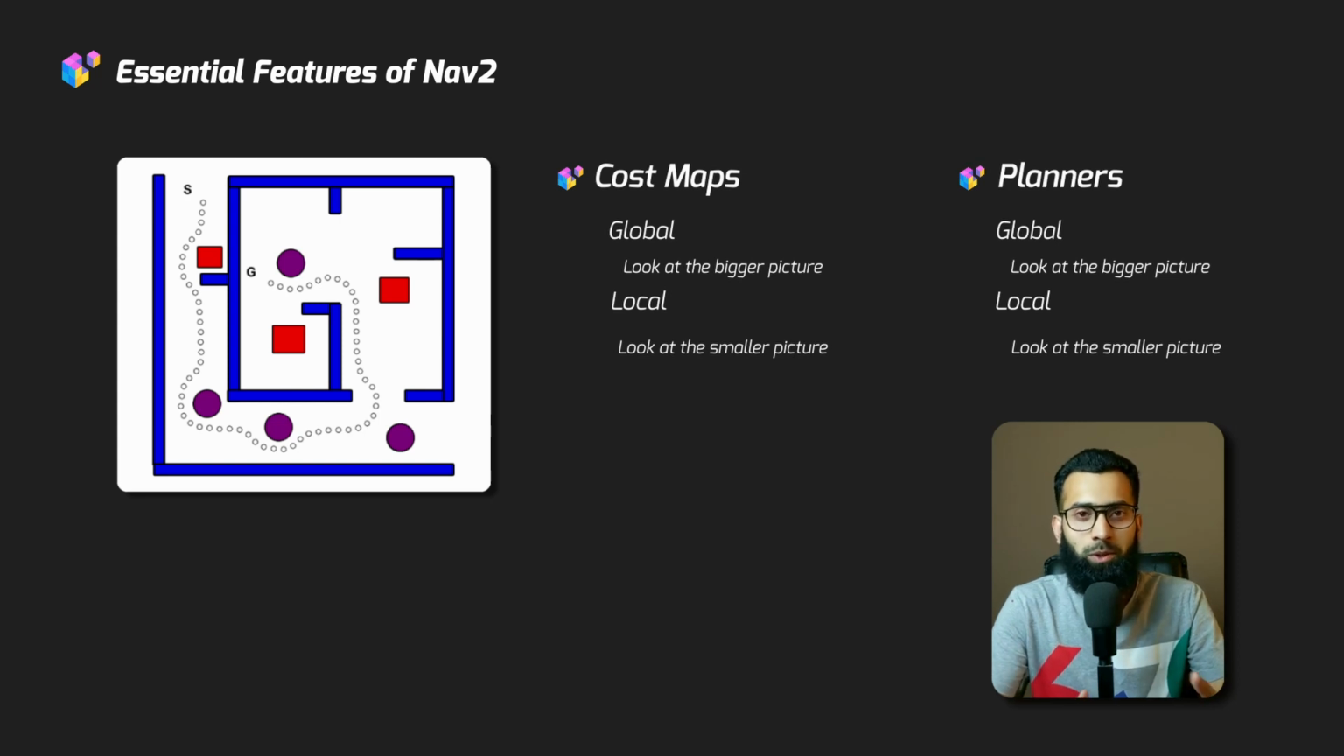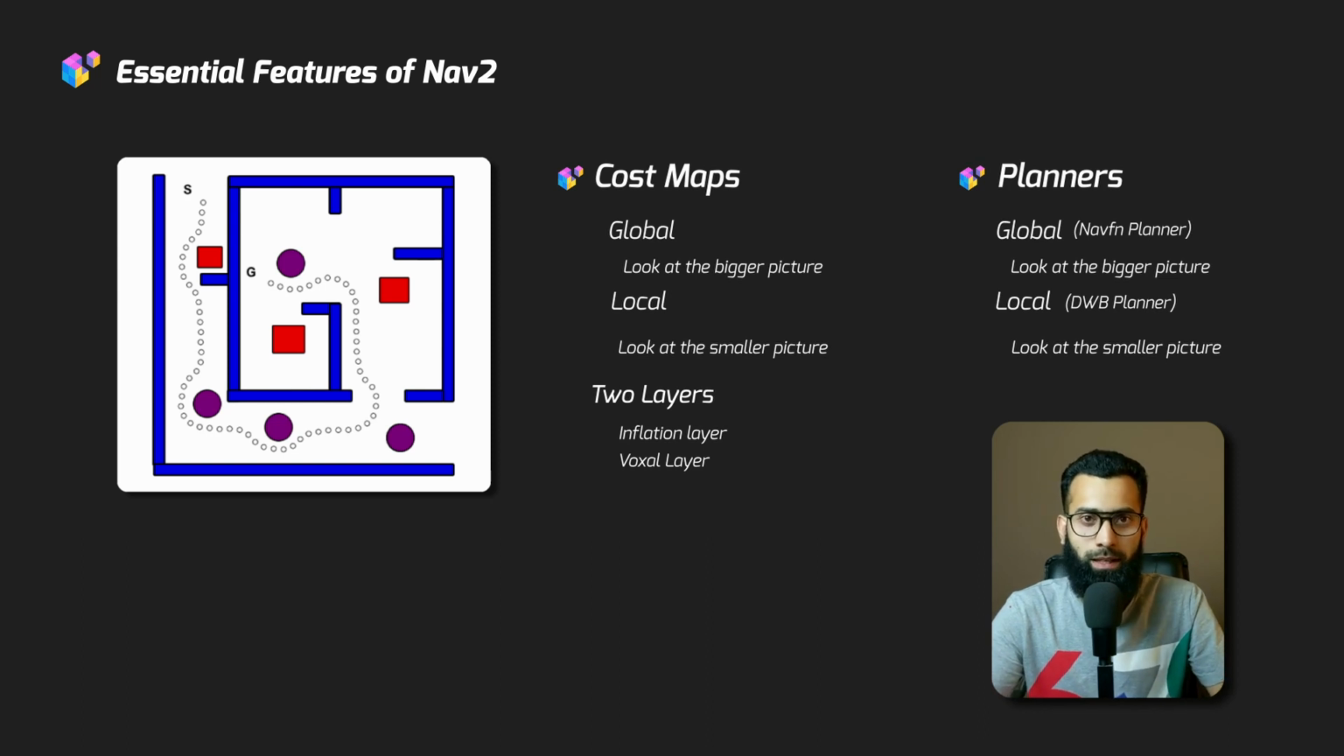For cost map, there are two layers, inflation and voxel layer. We can add more layers. For planners, we have DWB as a default planner for local and NavFn planner for the global. We can make a lot of changes in the parameters that we will look into in the upcoming video. But for now, let's understand what is the difference and the working principles of these two global and local parts of planner and cost maps.